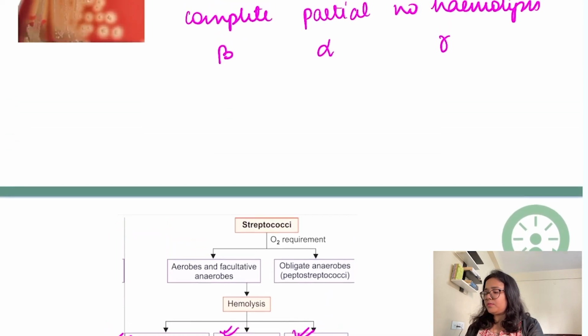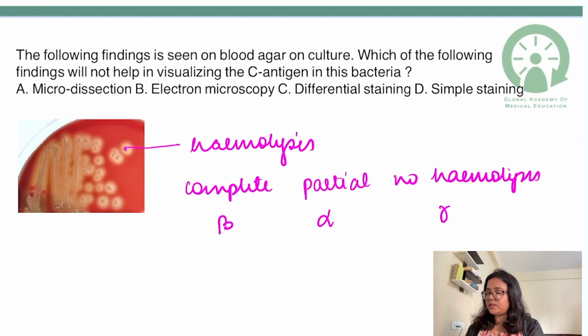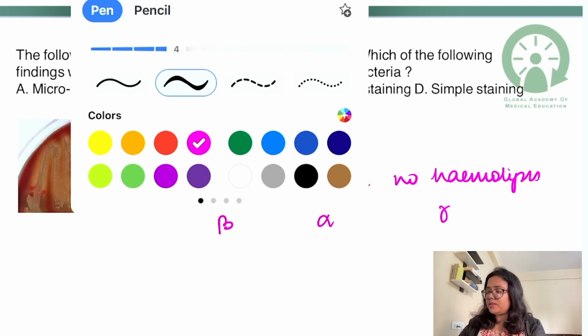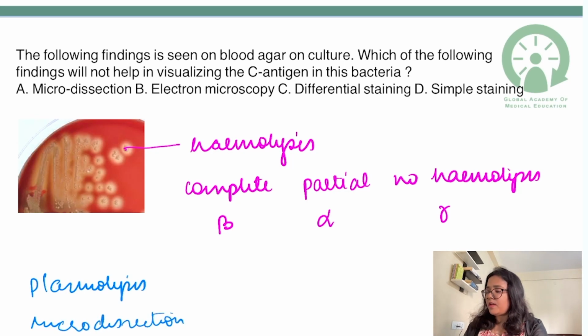So coming back to the question, we know that C carbohydrate antigen is present in the cell wall of the bacteria. So how are they visualized? They can be visualized with the help of plasmolysis, then we have microdissection, then we have differential staining. So these are all techniques by which you can visualize the C carbohydrate antigen present in the cell wall.